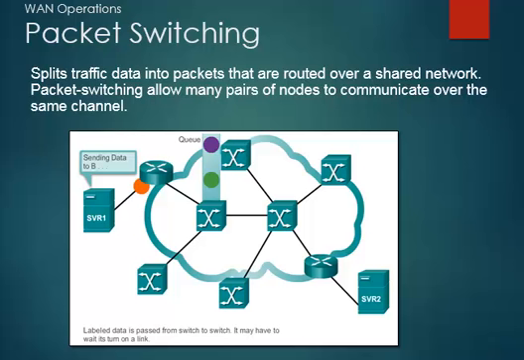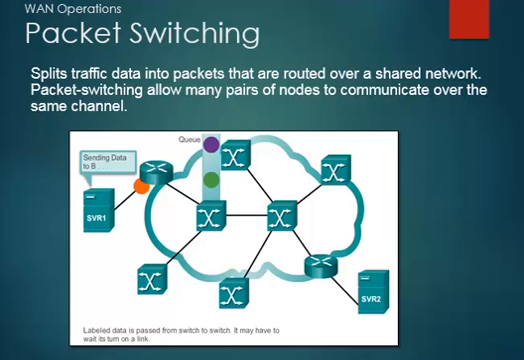Packet switching. In contrast to circuit switching, packet switching splits traffic data into packets that are routed over a shared network. Packet switching networks do not require a circuit to be established, and they allow many pairs of nodes to communicate over the same channel. The routers in a packet switching network determine the links that packets must be sent over based on the addressing information in each packet. The following are two approaches to link determination.